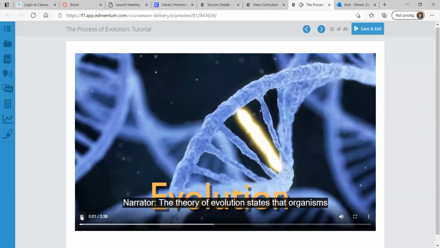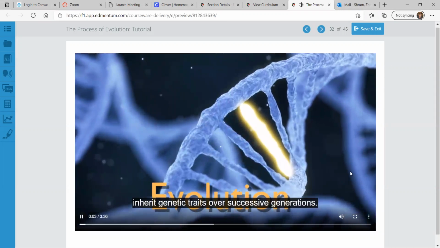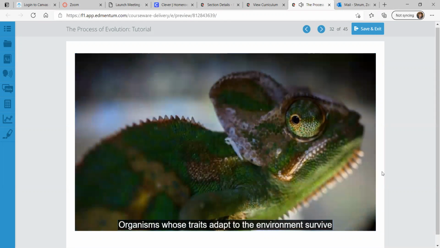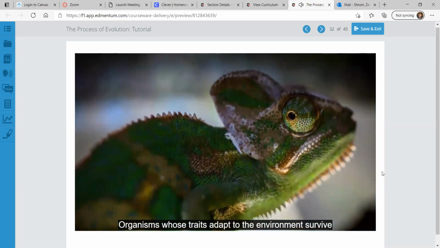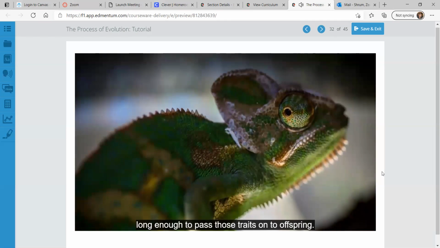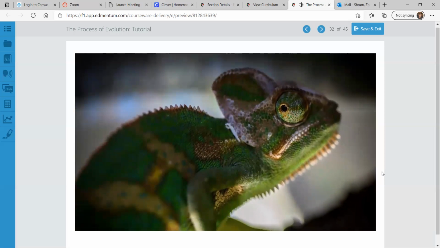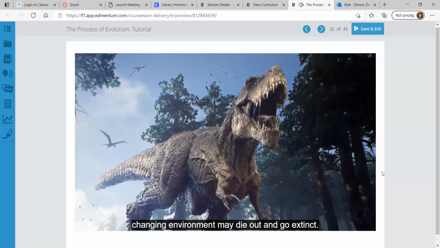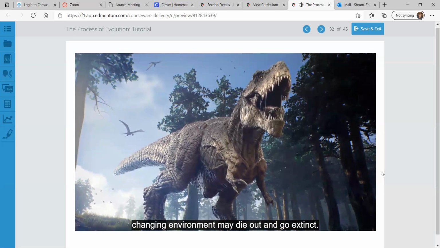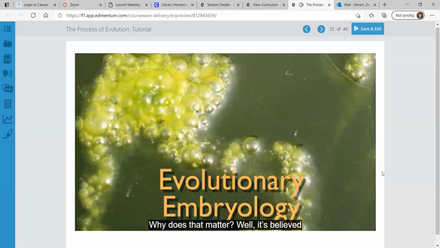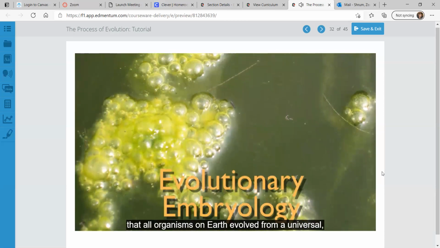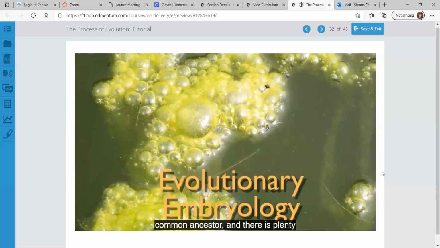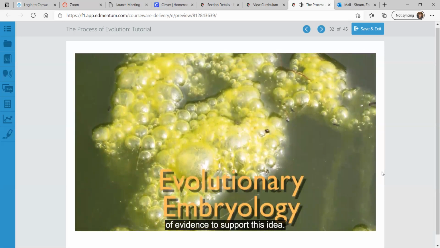The theory of evolution states that organisms inherit genetic traits over successive generations. Organisms whose traits adapt to the environment survive long enough to pass those traits on to offspring. Species that do not have traits suited for a changing environment may die out and go extinct. Why does that matter? Well, it's believed that all organisms on Earth evolved from a universal common ancestor, and there is plenty of evidence to support this idea.